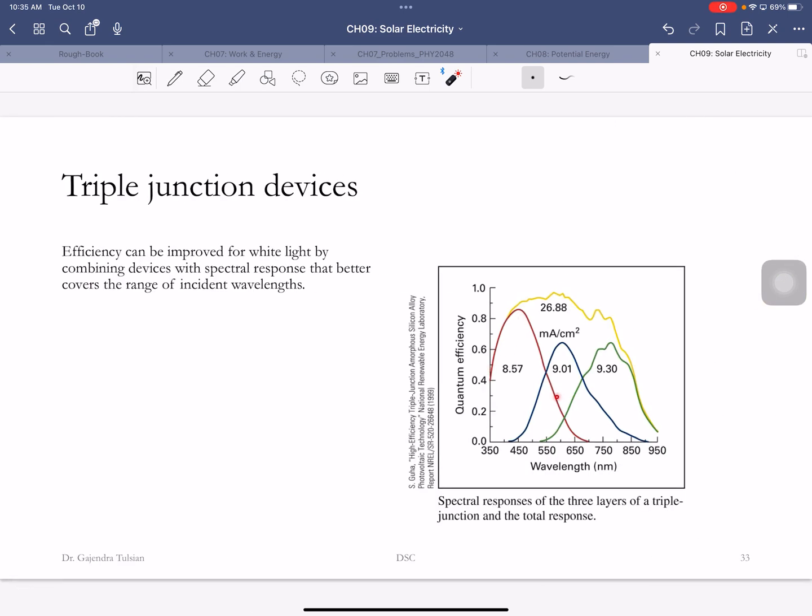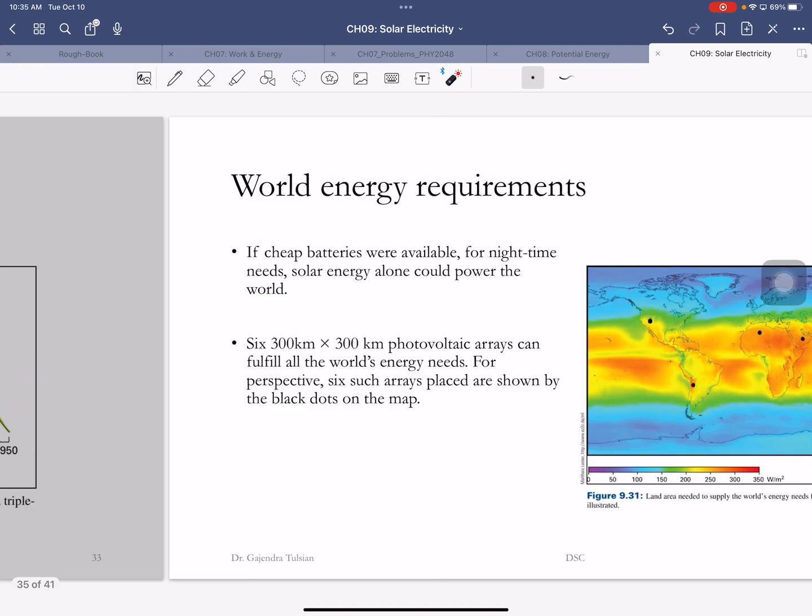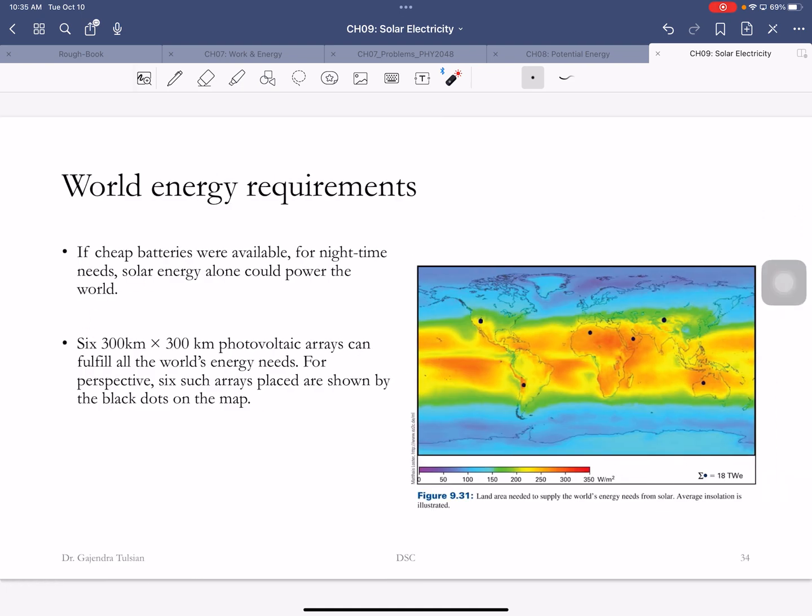All right. So here are expensive solar panels. This solar panel has material to absorb this light, this layer. It has various layers, triple junction devices. Efficiencies can be improved from white light by combining devices with spectral response that better cover the range of incident wavelengths. So you can have one junction absorbing this, another junction absorbing that light, and another junction absorbing that light. Okay, so you saw that if you cover these black spots with photovoltaic panels, you can run the planet.